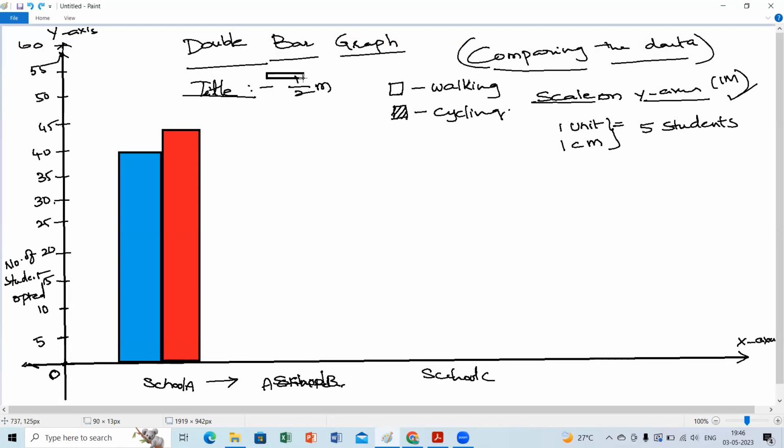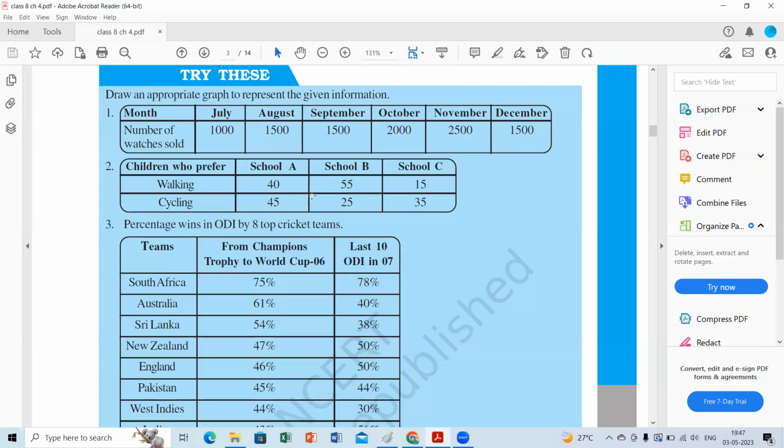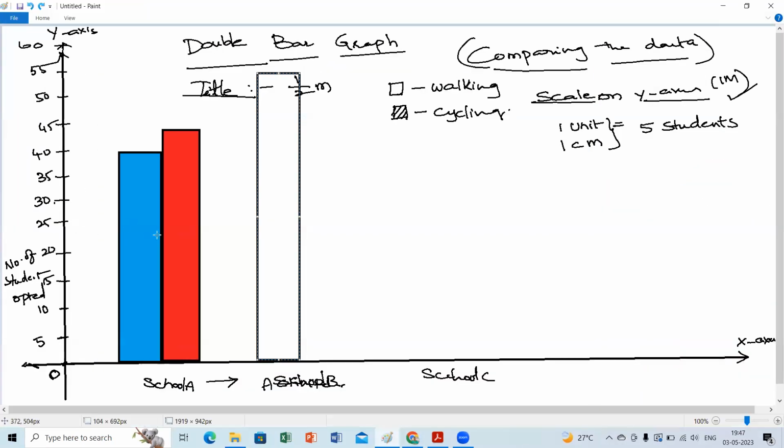55, it's a little difficult for me to draw here, children, but approximately I'm taking 55. You have to check once. From 55, this distance should be the very same as this distance. That's also one more point you need to remember. And 25. Yes, 25. Where is 25, children? Till here.